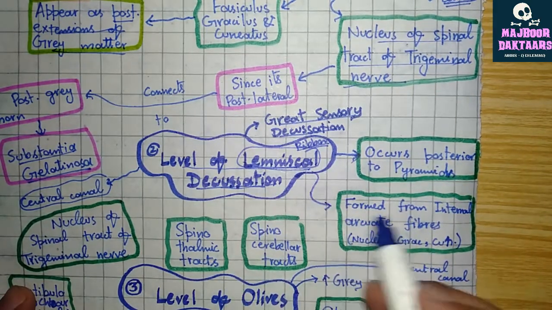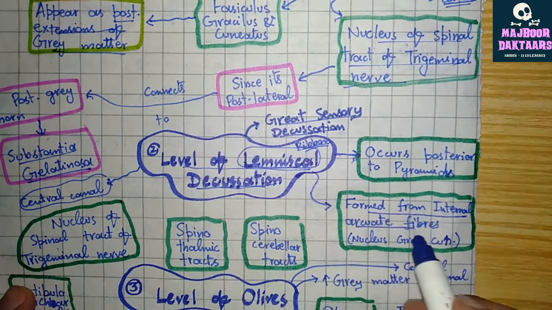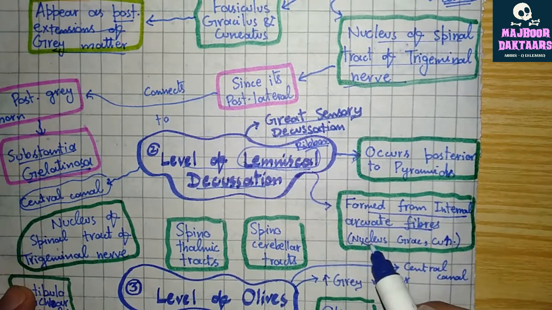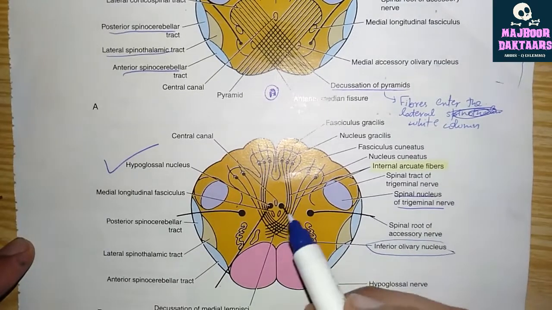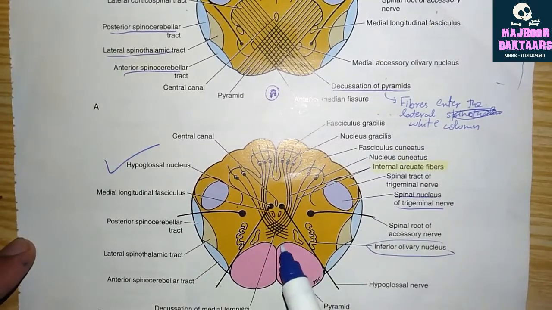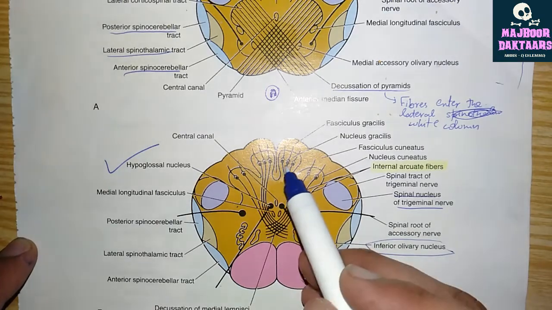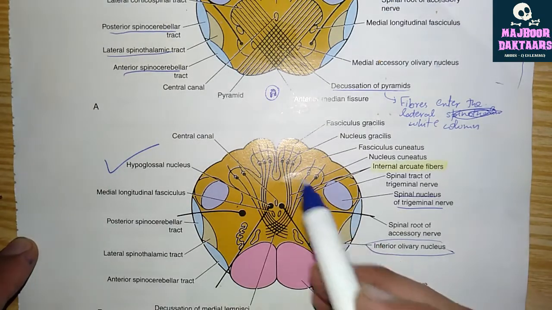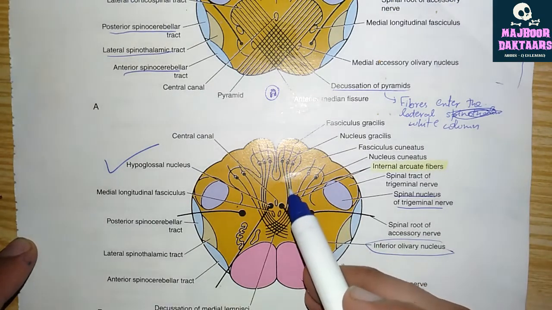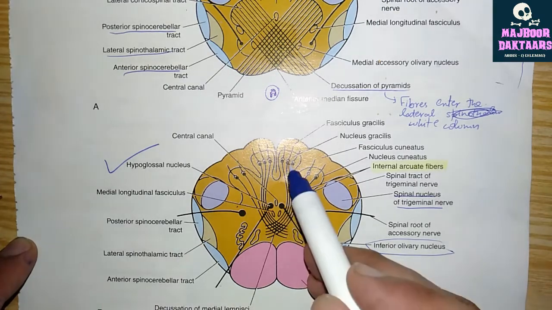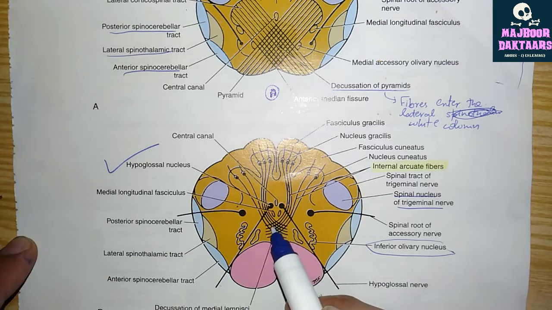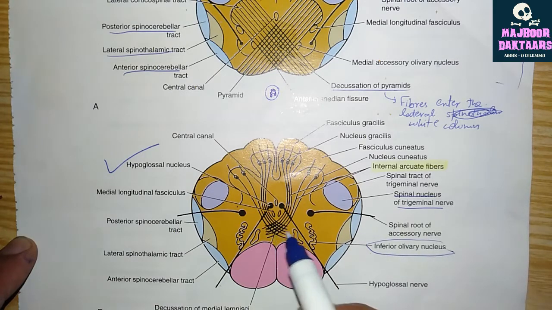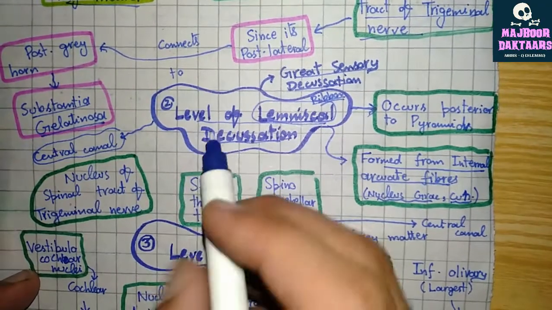Now, these lemniscus are formed from the internal arcuate fibers, which arise from the nucleus gracilis and nucleus cuneatus. Here we can see the cross section at the level of lemniscal decussation. These are the nucleus gracilis and cuneatus, and fibers from these, known as the internal arcuate fibers, move laterally and then medially to decussate at this point. Here the decussation is occurring.